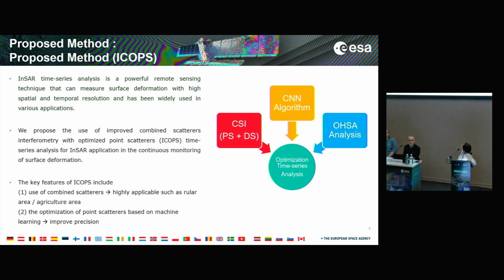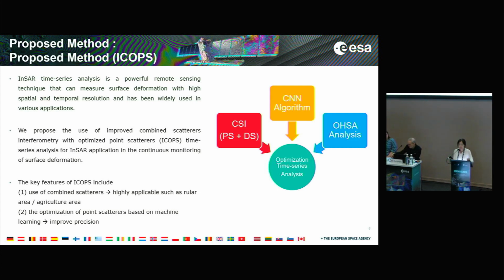We propose a time series method we call ICOPS. InSAR time series analysis is a powerful remote sensing technique that can measure surface deformation with high spatial and temporal resolution and has been widely used in various applications. So we propose the use of improved combined scatterers interferometry with optimized point scatterers, which we call ICOPS, time series analysis for InSAR application in the continuous monitoring of surface deformation.